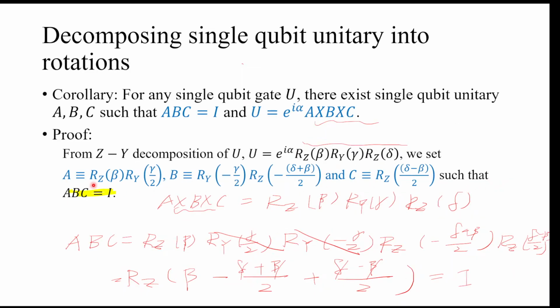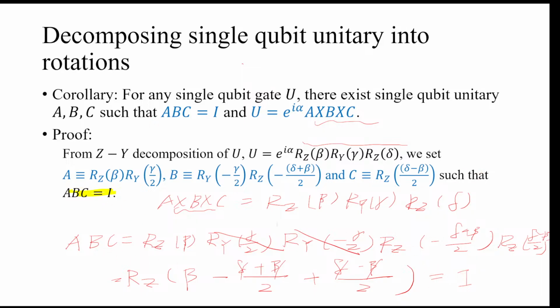Okay, and I guess ABC equal to 1 is pretty fast to check. So you have ABC, I think it's checked here. So yeah, we need to check those two things: AXBXC equal to this thing, and ABC equal to identity. And ABC equal to identity we just check here.